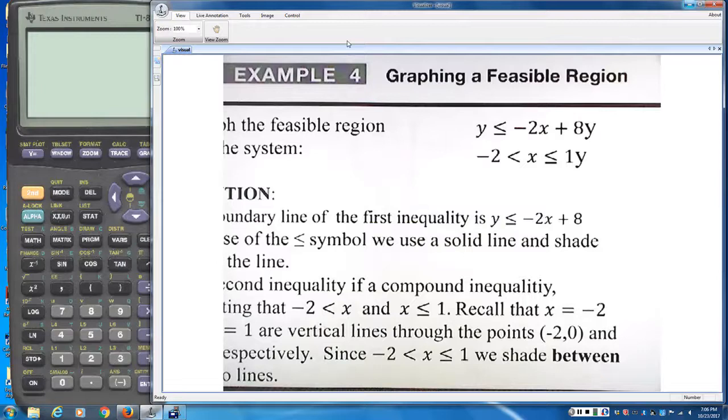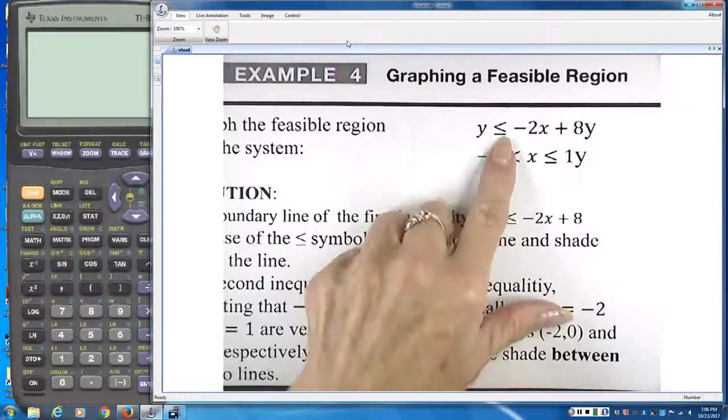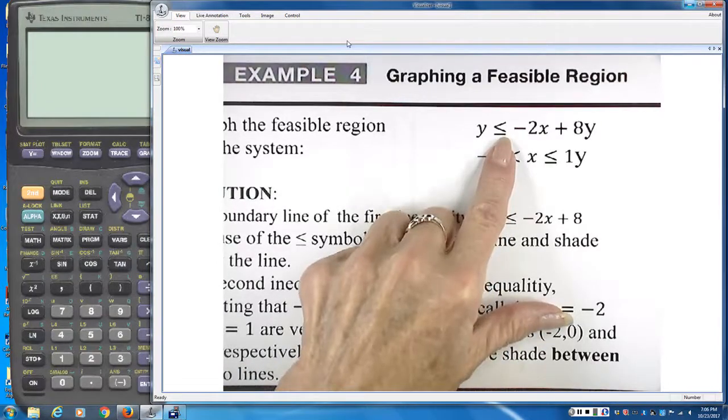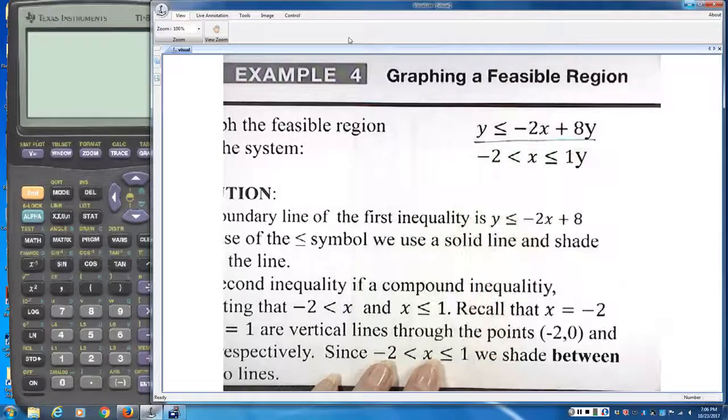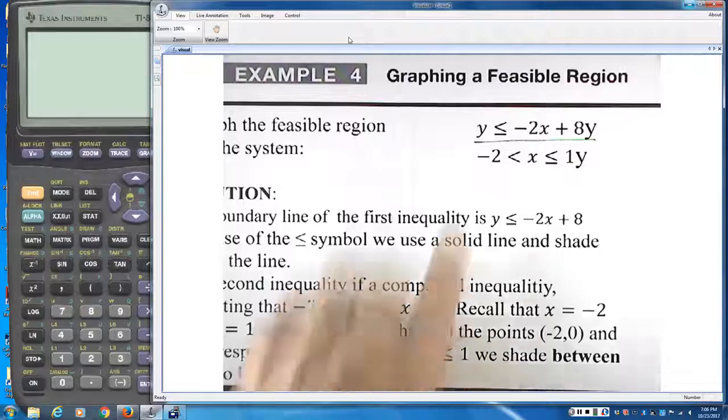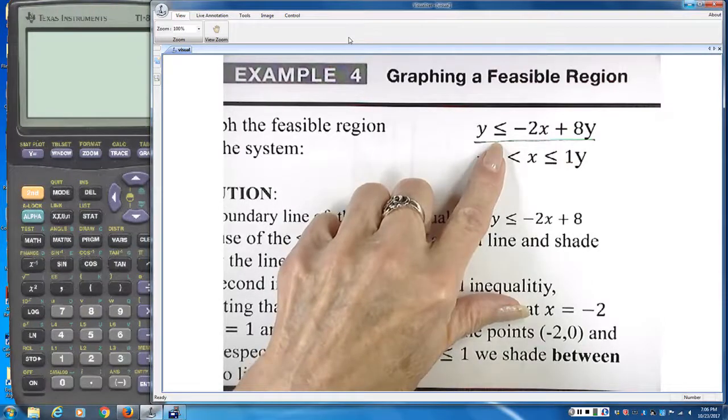And for our next example, this one tells us graph the feasible region for this system. So the first thing we would do is we would need to graph that equation, not the inequality, but the equation is the boundary value.